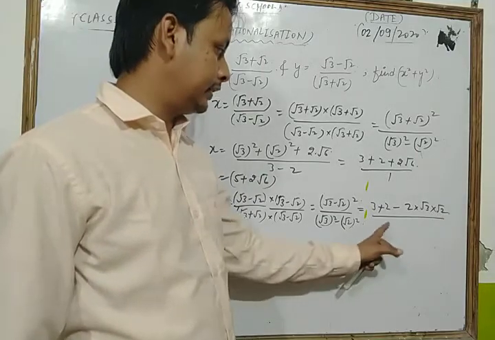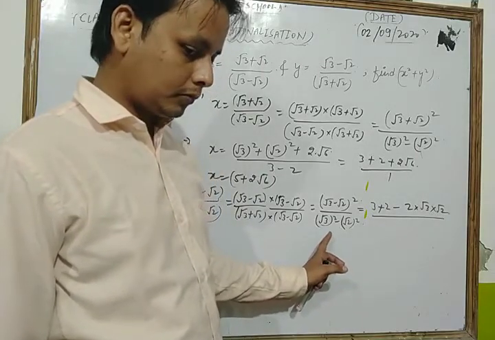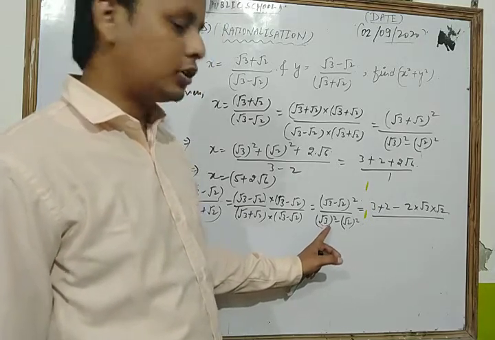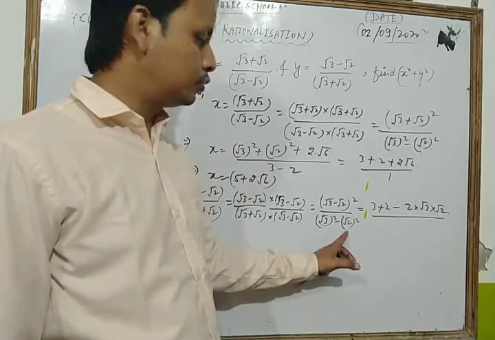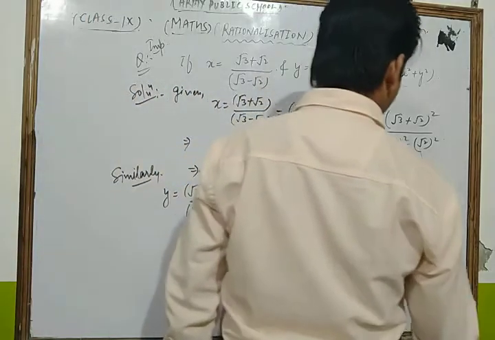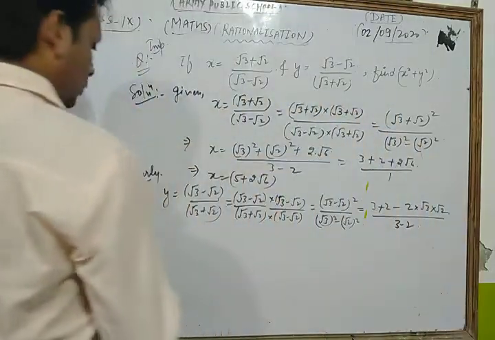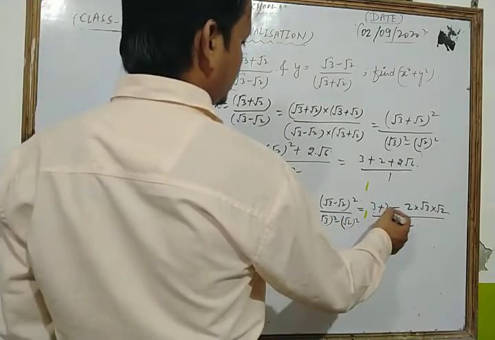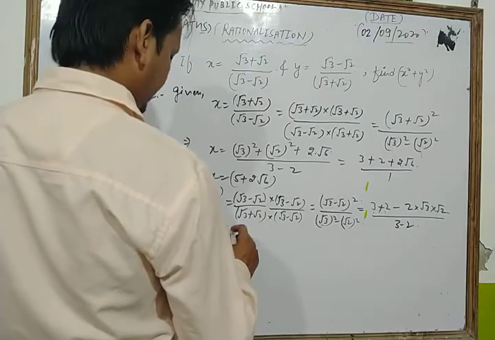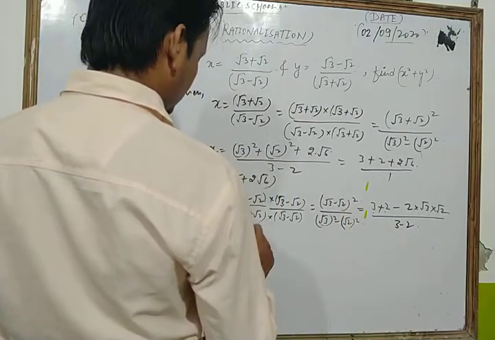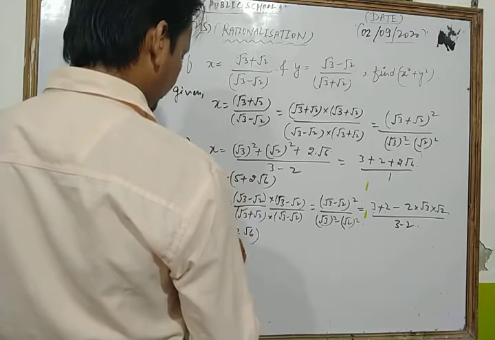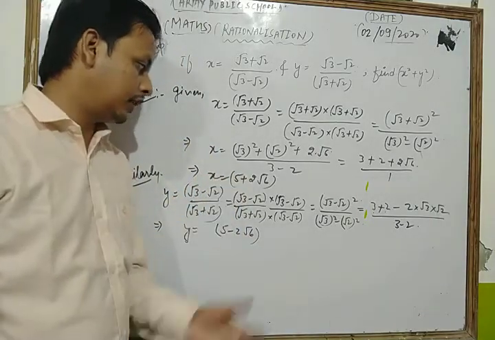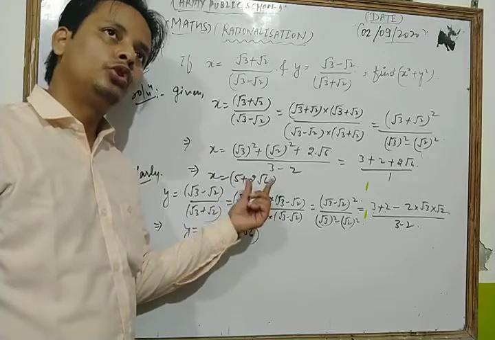In the denominator what I get, dear student, let's see. Root 3 square is what? 3, and root 2 square is what? 2. So we get y is equal to (5 minus 2 root 6) upon 1. So the value of y is 5 minus 2 root 6, and the value of x we found is 5 plus 2 root 6.